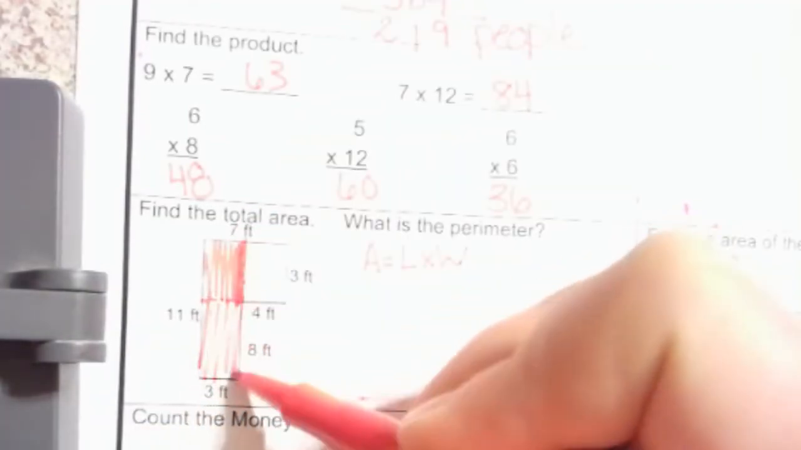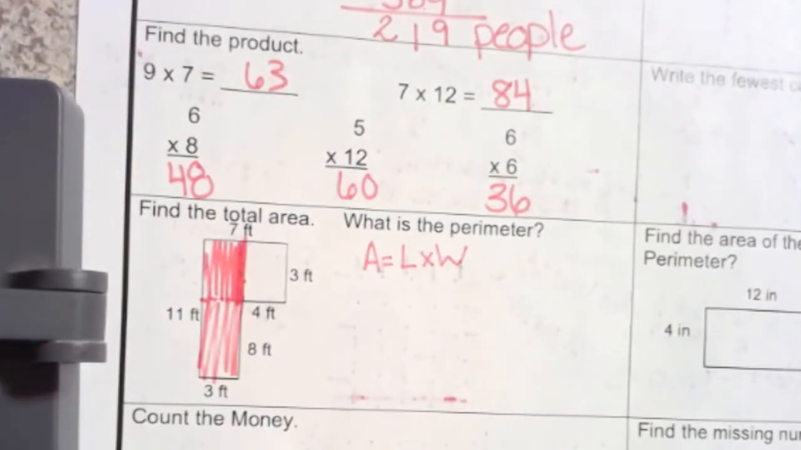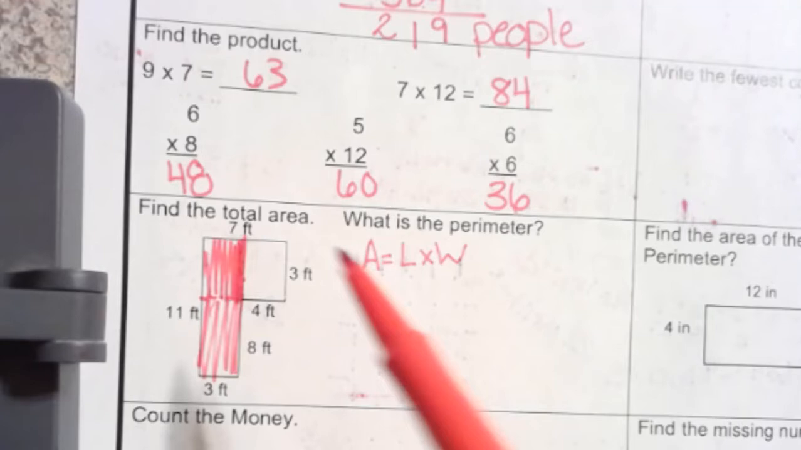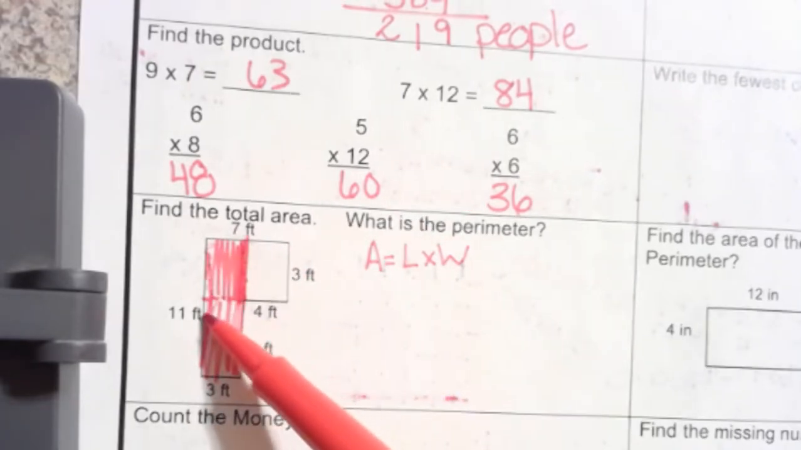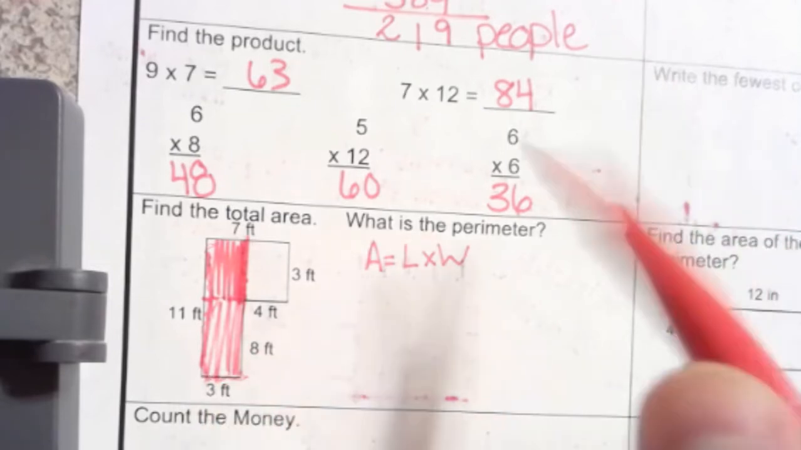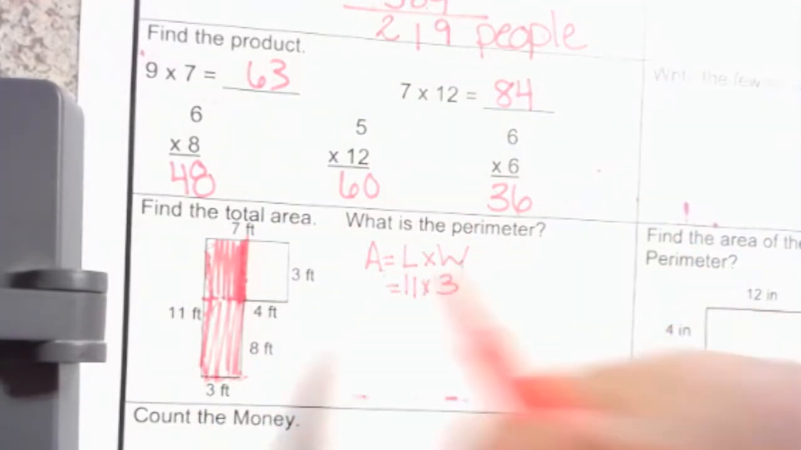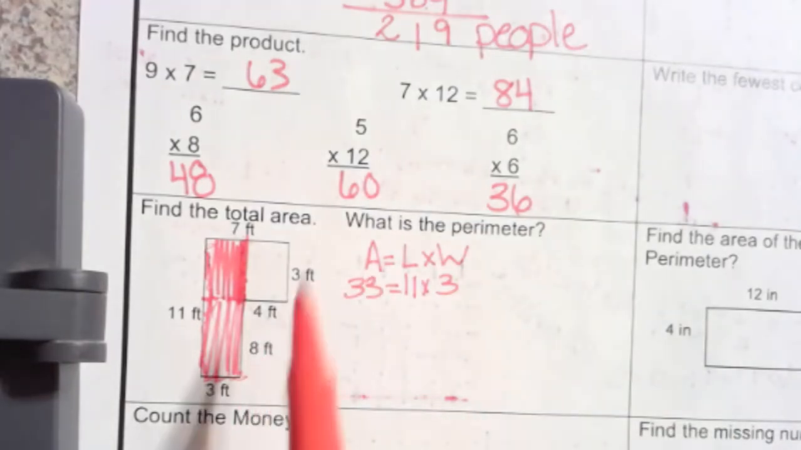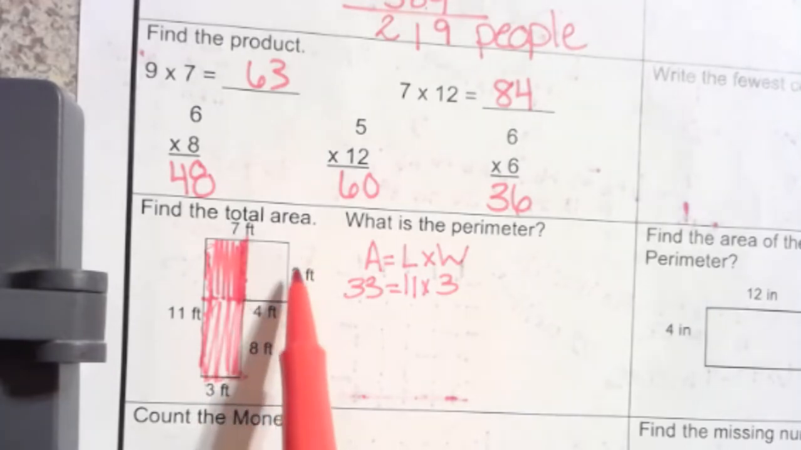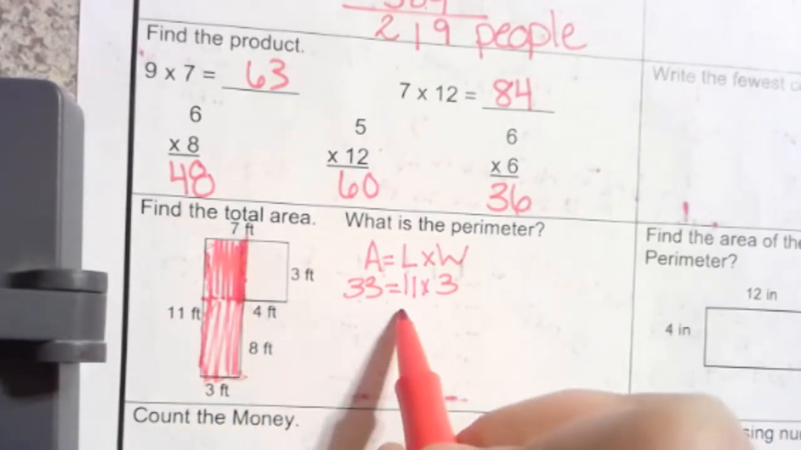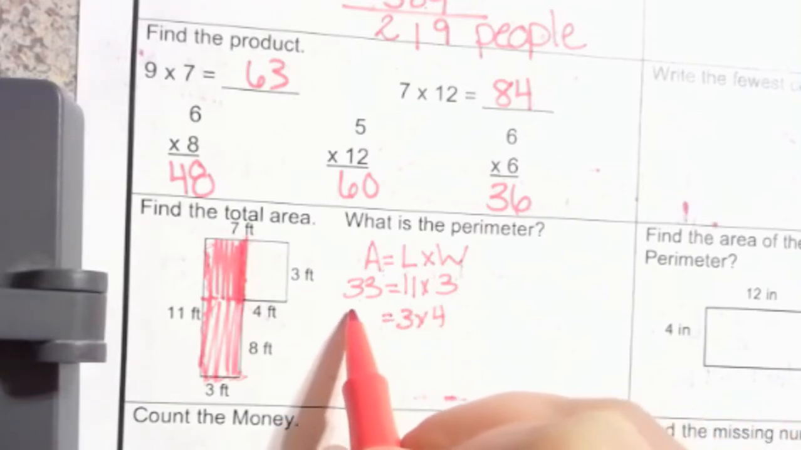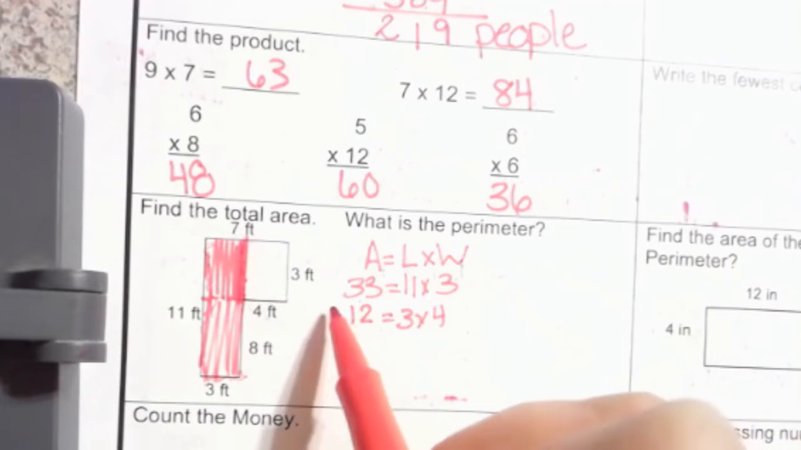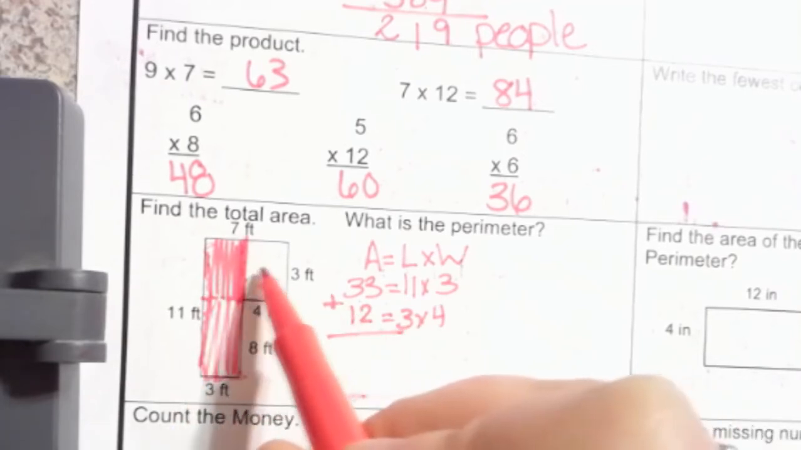So I'm going to choose to cut it right here, which means that one of these is red and one is white. And so we're going to focus right now on the red rectangle. The red rectangle has a length of 11 and a width of 3. So 11 times 3 equals 33. Now we need to focus on the area of the white rectangle. So what is the length of the white rectangle? 3. And the width is 4. So 3 times 4 is 12. And both of those areas together will give me the total area of the entire shape.